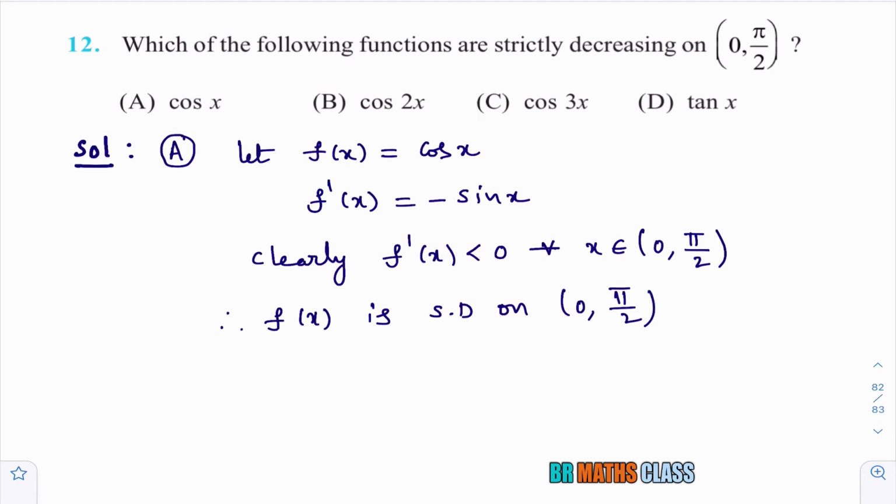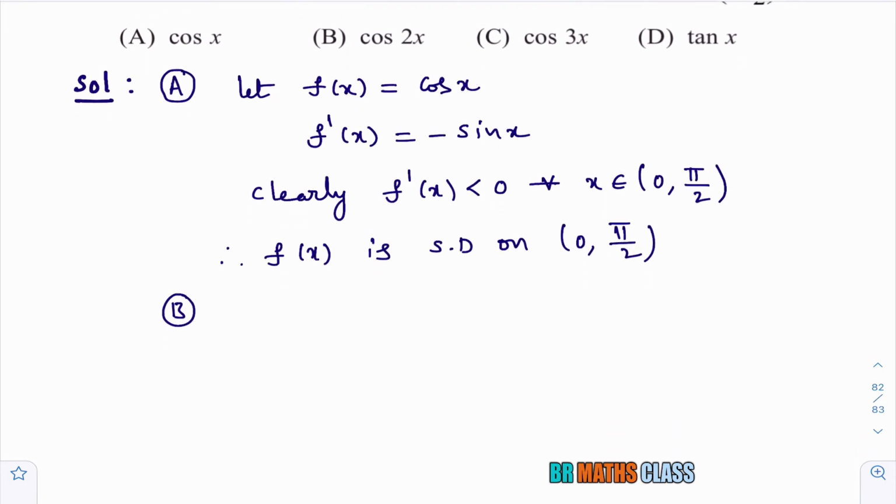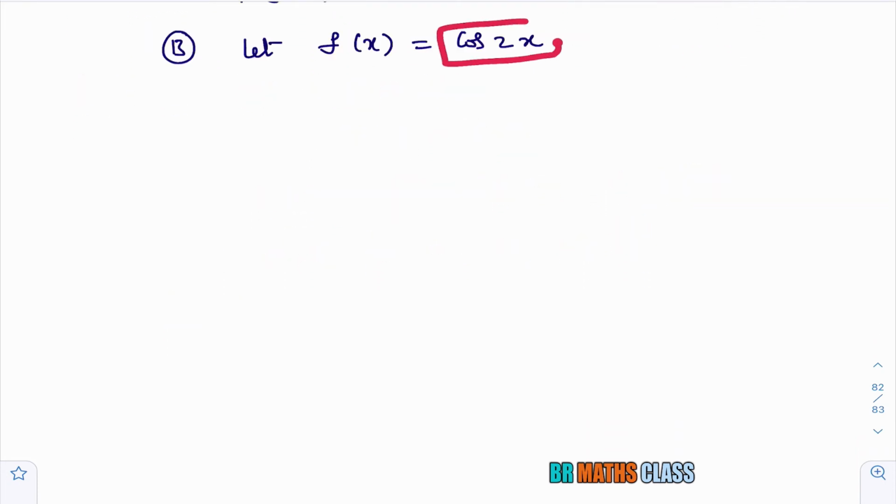See here, this is strictly decreasing. You don't write like this in the examination. Please write strictly decreasing. Now I'll check whether this function is strictly decreasing on this interval or not. First, I'll take the given function as f of x. Now I'll differentiate this with respect to x. Derivative of f of x is f dash of x.